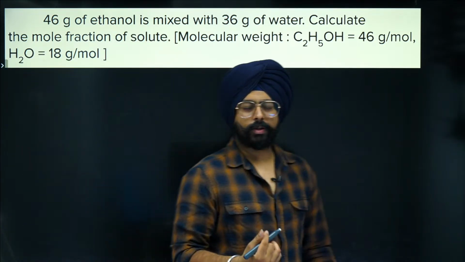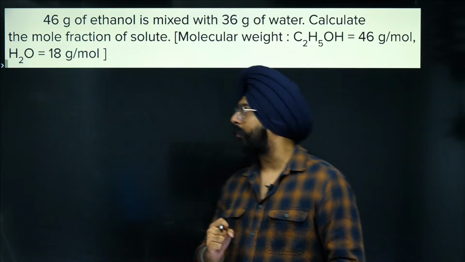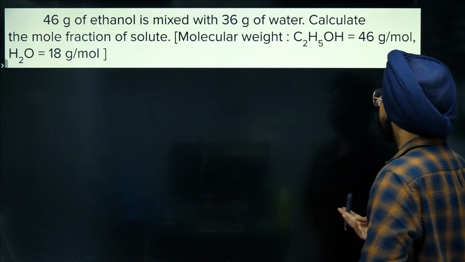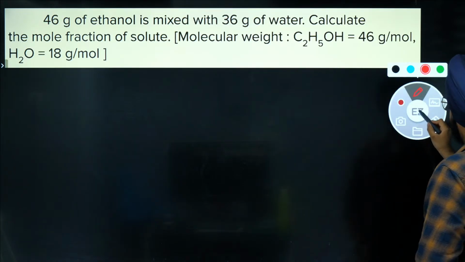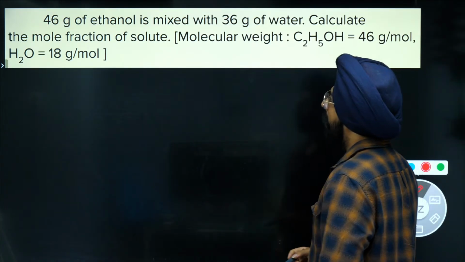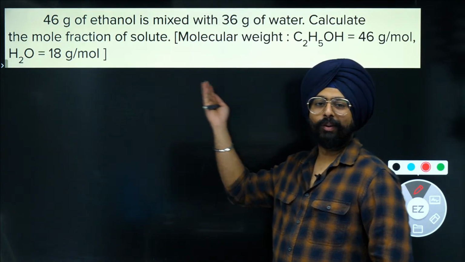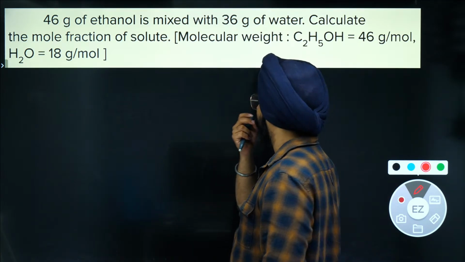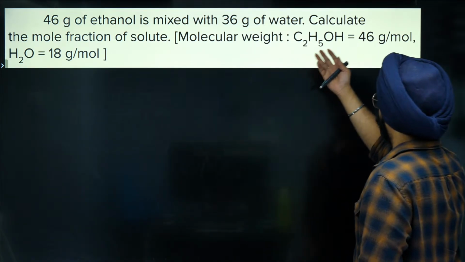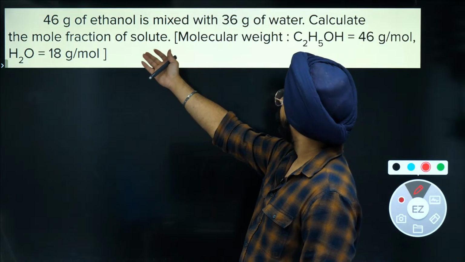Once we do the question, we'll feel like we've understood it properly. 46 grams of ethanol is mixed with 36 grams of water. Calculate the mole fraction of solute. And they've already given you the molecular weights, so you don't have to do any unnecessary addition and subtraction.